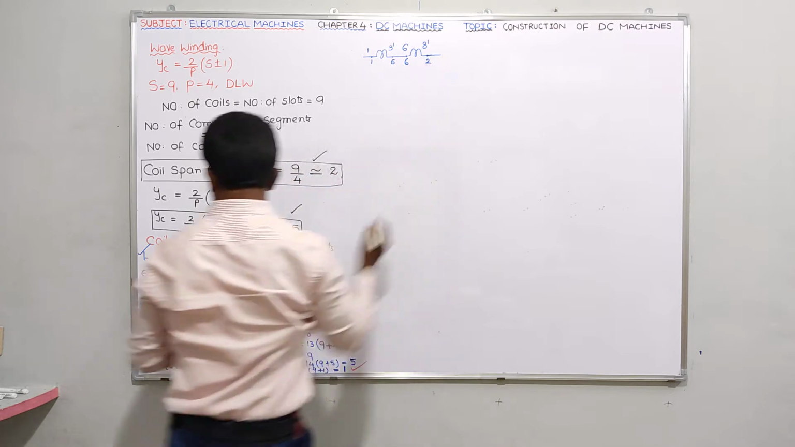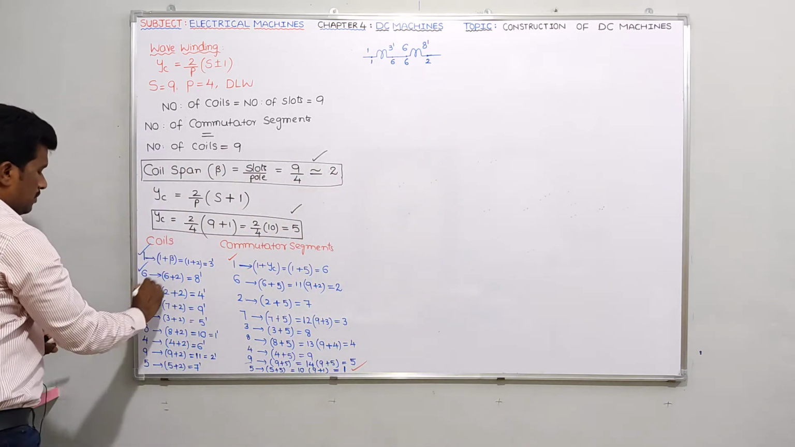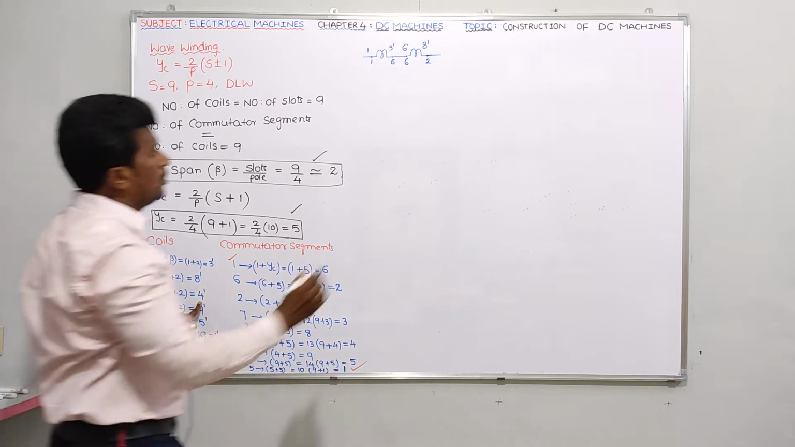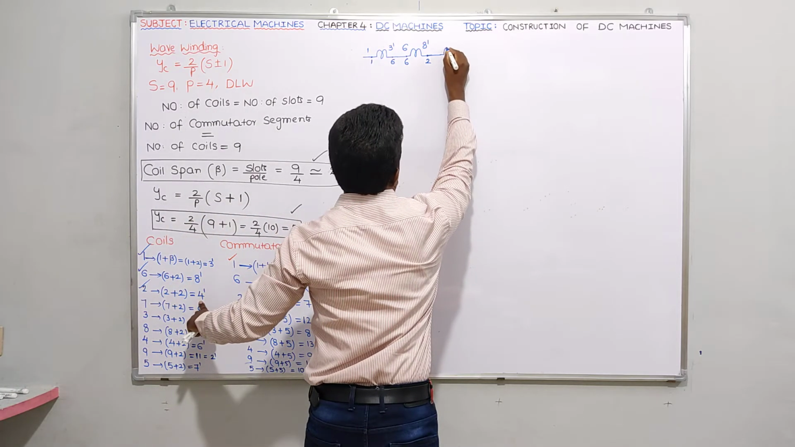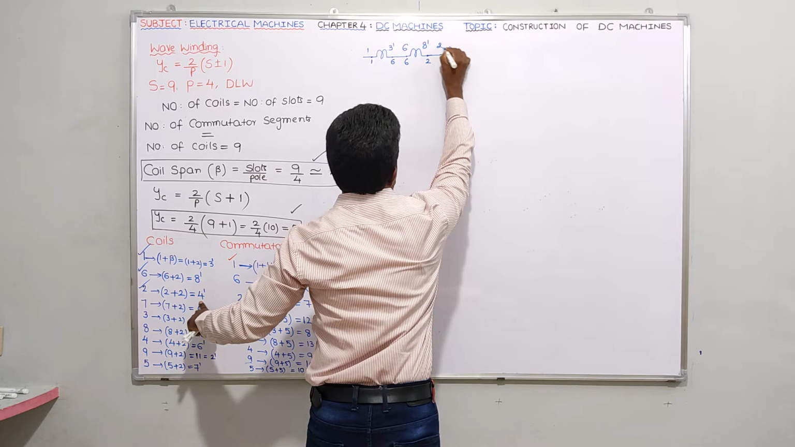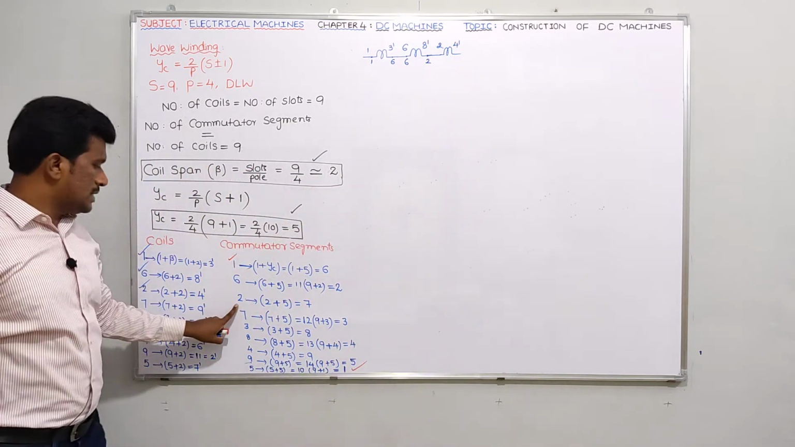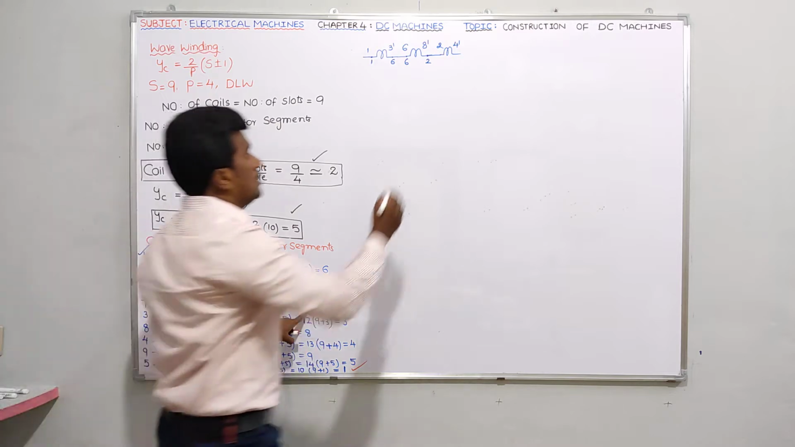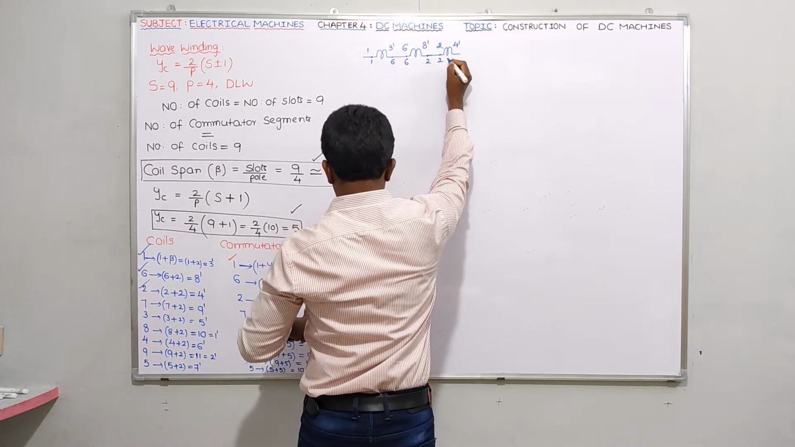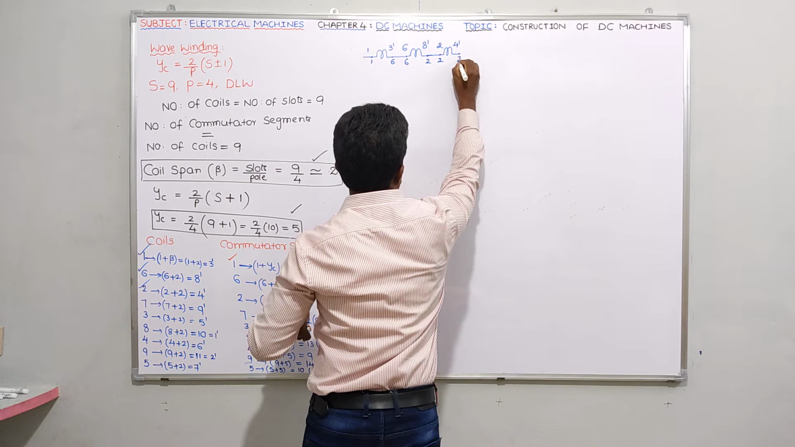Now similarly, I just complete this one also. Let me show the third coil. 2 4 dash is the coil. Okay, it is connected between what and what? Second segment and seventh segment.